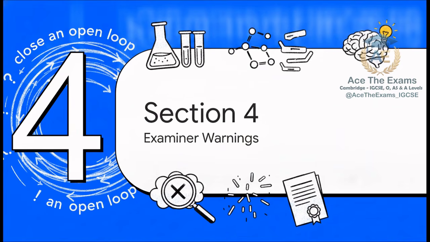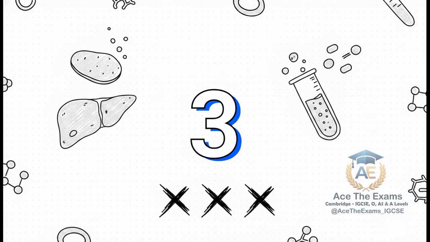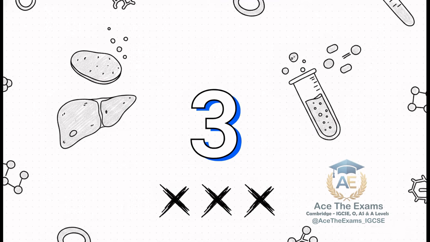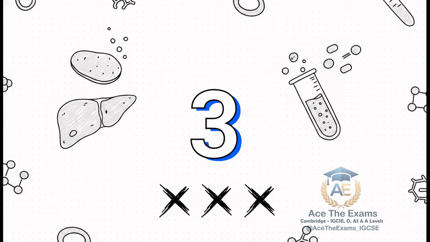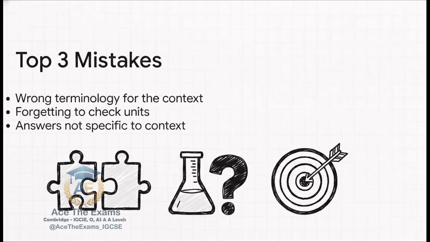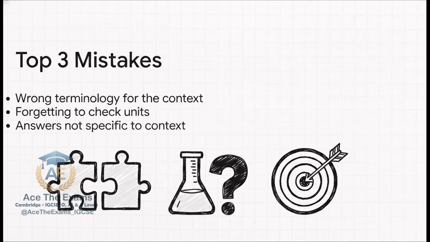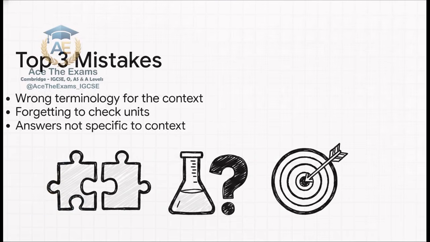Section 4, Principal Examiner Warnings. All right, now it's time to close that open loop. Sourced directly from Cambridge Principal Examiner reports, there are 3 massive mistakes that consistently destroy student marks when investigating catalase and amylase. Let's look at them. Mistake number 1, using the wrong terminology for the specific context. It's a total classic trap. Mistake number 2, candidates simply forgetting to check their units and terminology before finalizing their working. And mistake number 3, which is arguably the most fatal of them all, providing generic answers that are not specific to the context given in the question.